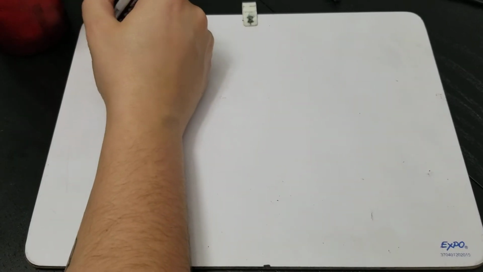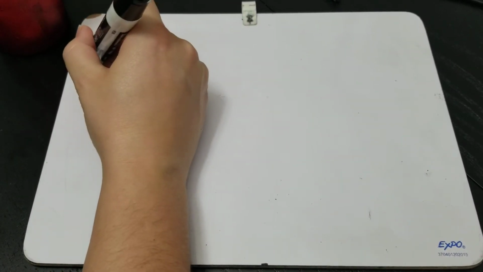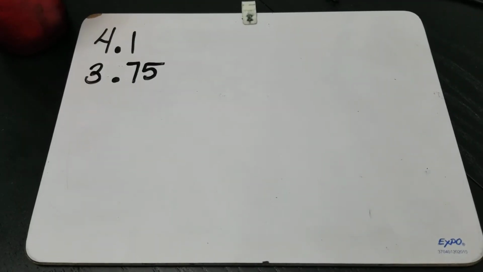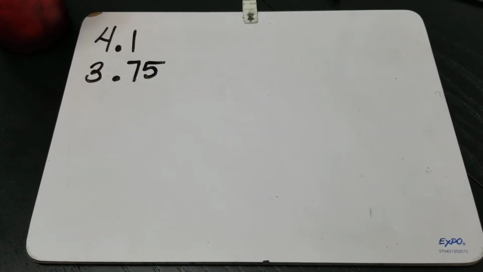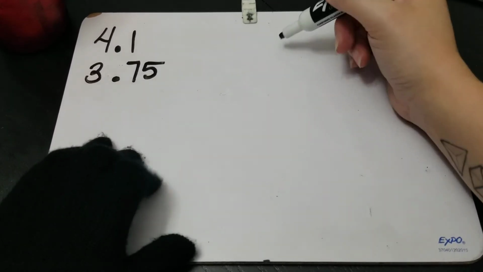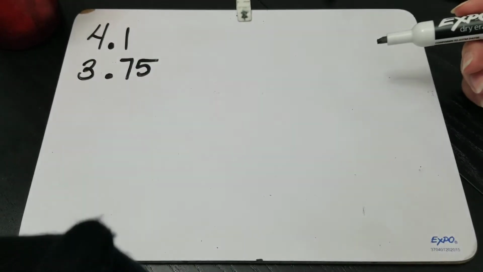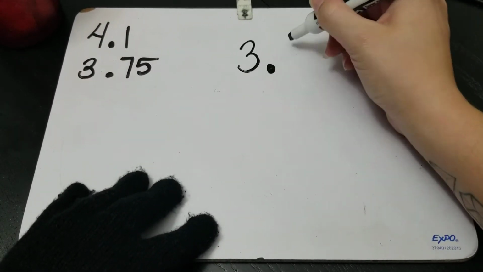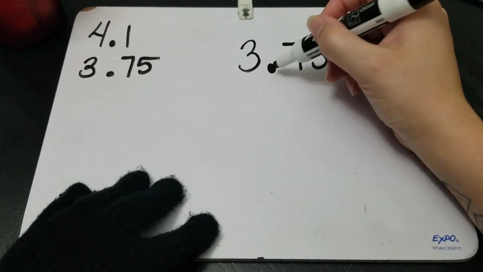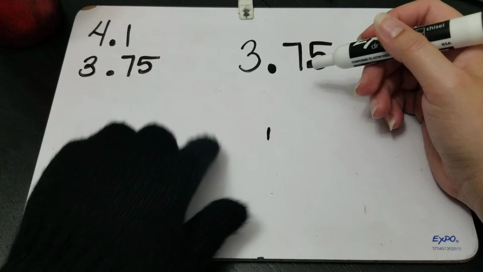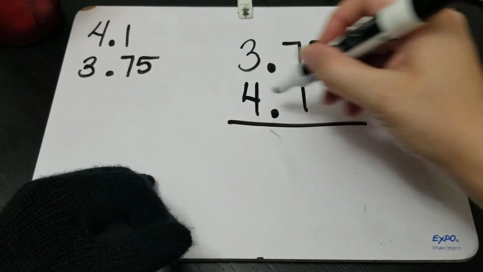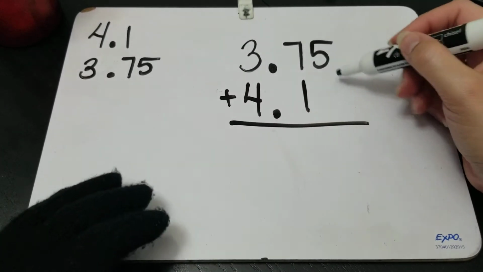The first most important rule when adding or subtracting decimals is that you have to line the decimals up no matter what size the decimals are. So I'm going to use these two numbers as an example, 3.75 and 4.1. When I'm making my subtraction or addition statement, in this case addition, the most important thing I have to do is make sure that the decimals are directly in a straight line with each other. So 3.75 and 4.1. You might be asking, why are you leaving a big space right here?